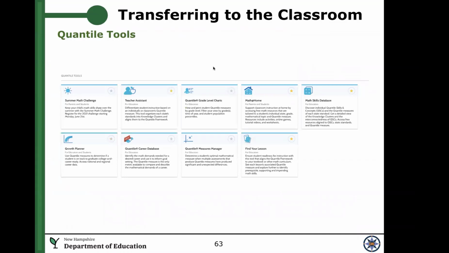They have this where we have all these summer math challenges and the skills database and everything. This little teacher assistant here is really important in helping us, because we can put in a math skill at any grade level, and it can tell us the prerequisite skill for it, what the skill is currently that we're working on, and then where they're going from there.